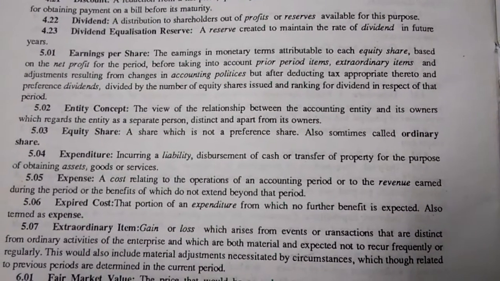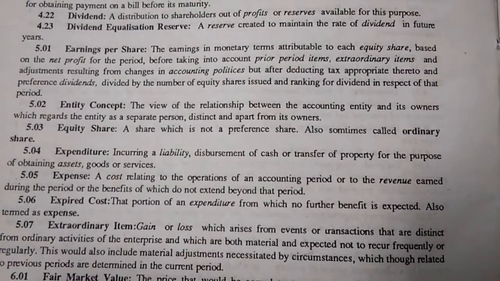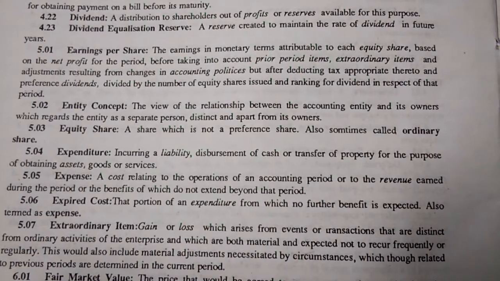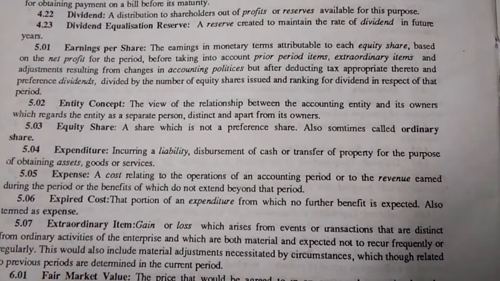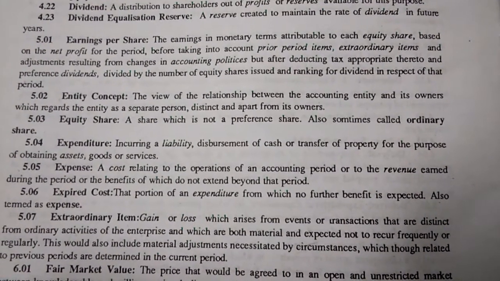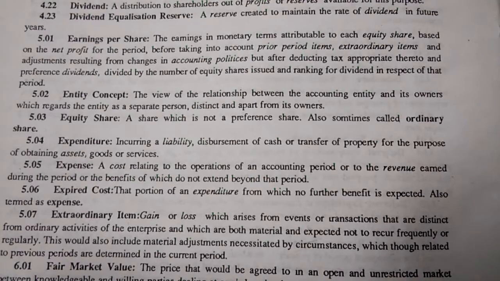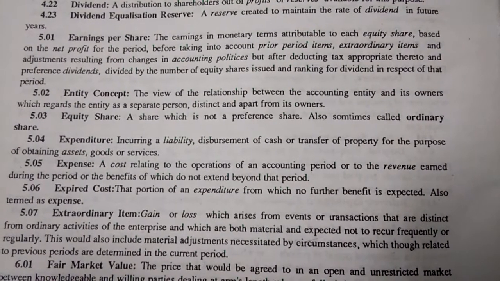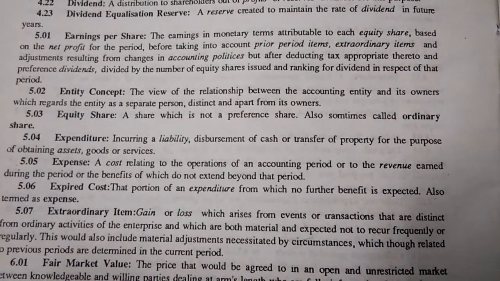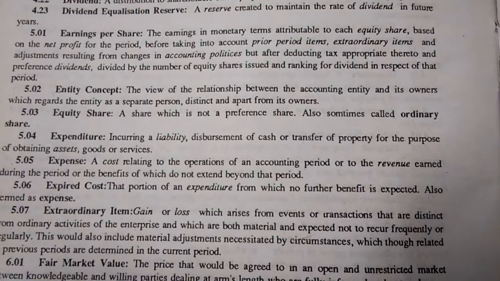Earning per share: the earnings in monetary terms attributable to each equity share, based on the net profit for the period before taking into account prior period items, extraordinary items, and adjustments resulting from changes in accounting policies, but after deducting tax appropriate thereto and preference dividends, divided by the number of equity shares issued and ranking for dividend in respect of that period.